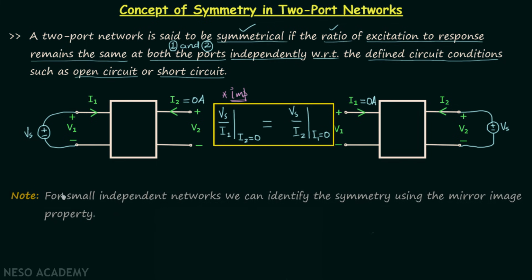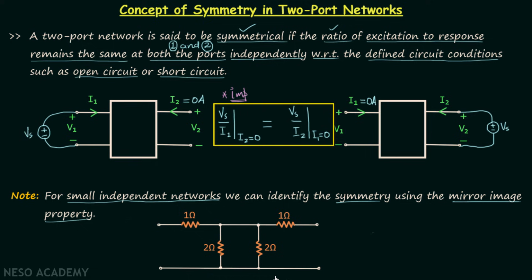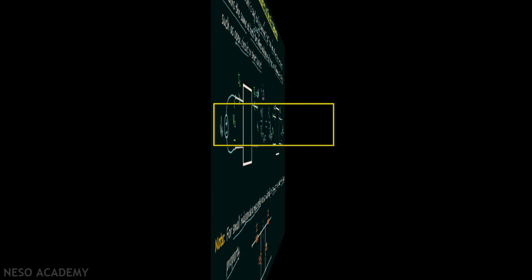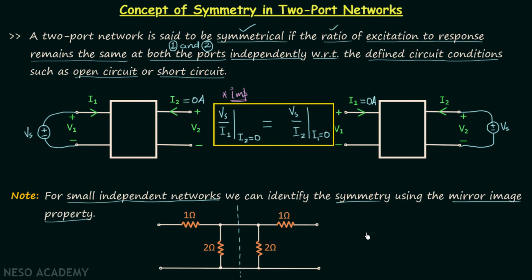According to the next point, for small independent networks, we can identify the symmetry using the mirror image property. So what is this mirror image property? We divide the given network into two equal halves, and if the left side of the network is mirror image to the right side of the network, we say the two-port network we are having is symmetrical in nature. So I hope this lecture was clear to you.